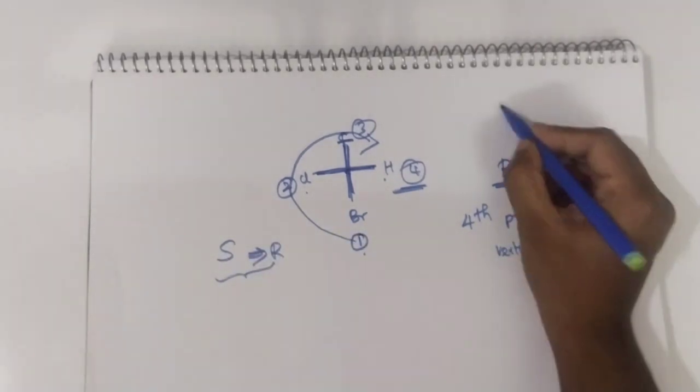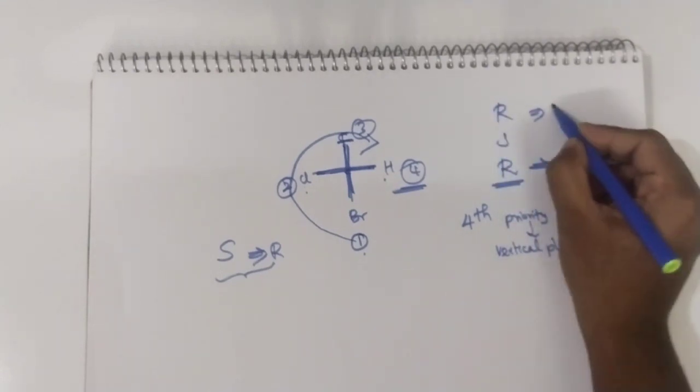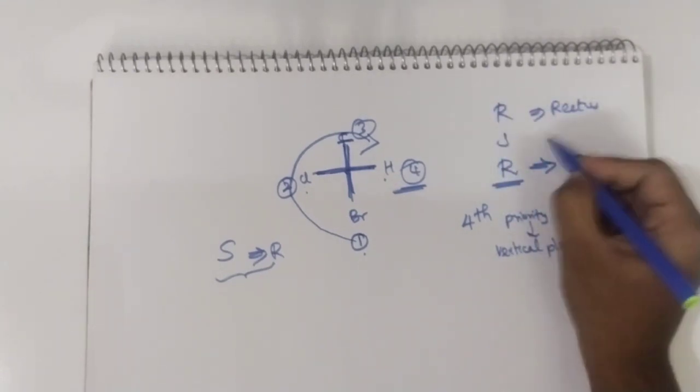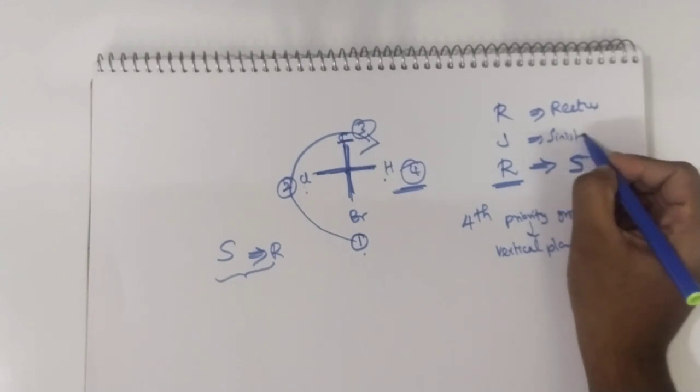First of all, what is R and what is S: R means rectus, and S means sinister.